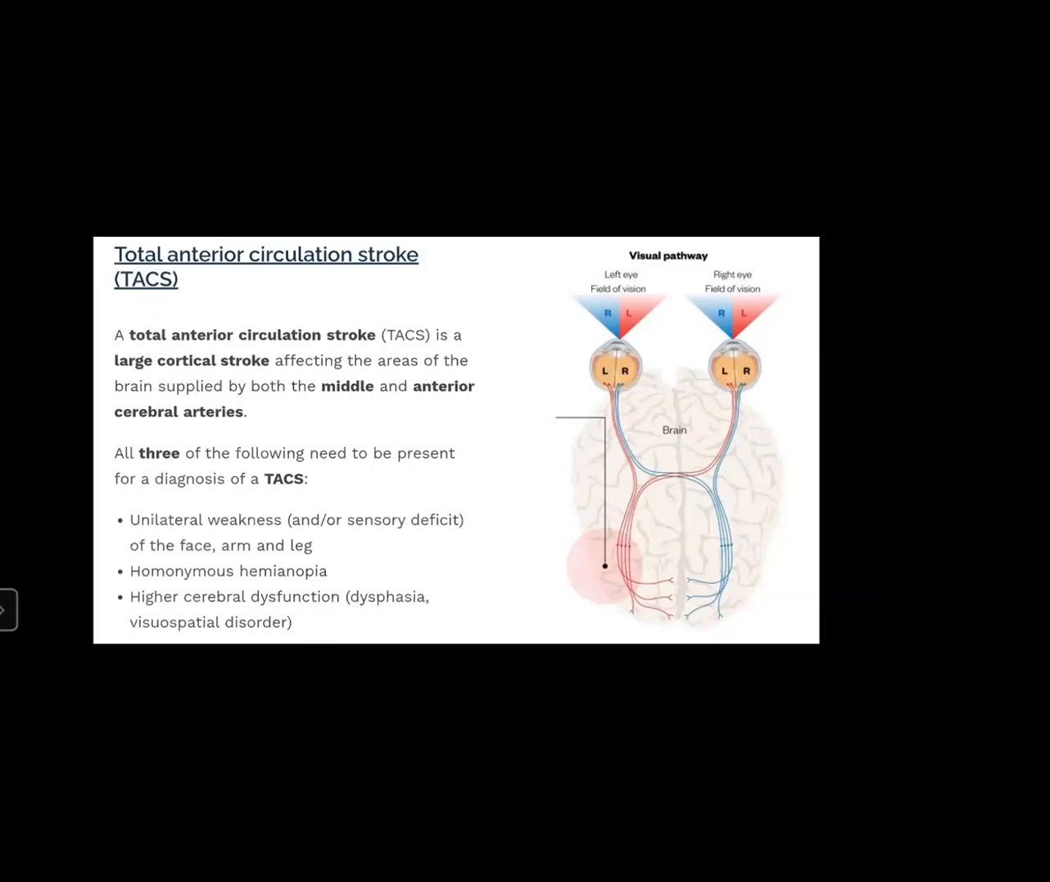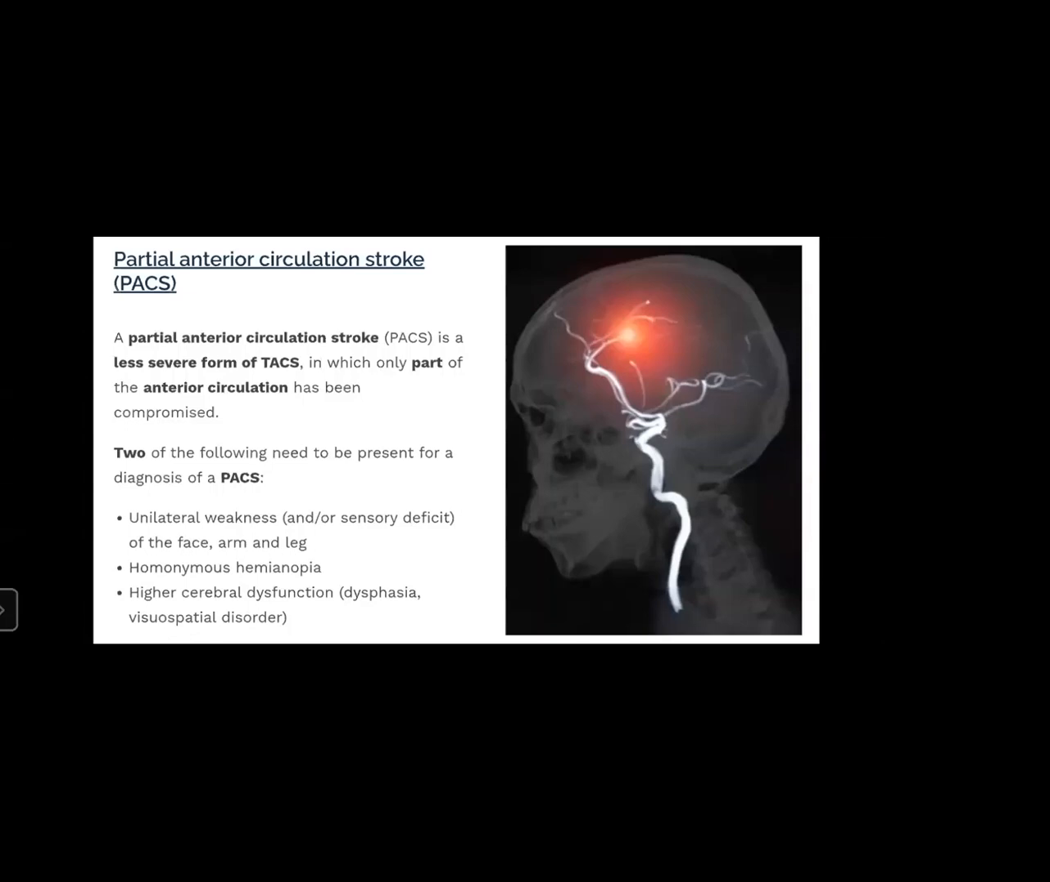The total anterior circulation stroke, TACS, is a large cortical stroke affecting the area of the brain supplied by both the middle and anterior cerebral arteries. All three of the following need to be present for diagnosis of TACS. The partial anterior circulation stroke is a less serious form of the TACS, in which only parts of the anterior circulation have been compromised. Two of the following need to be present for diagnosis of PACS.